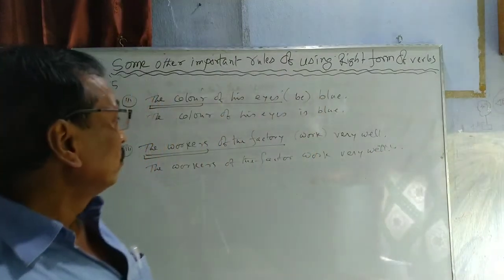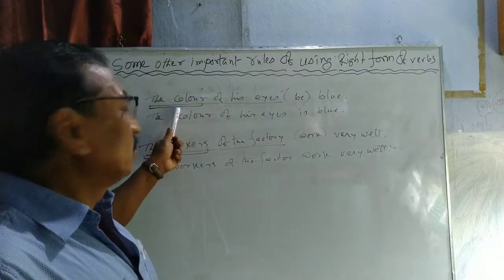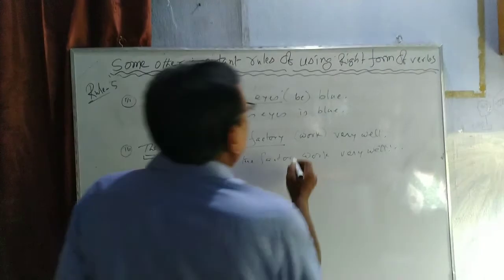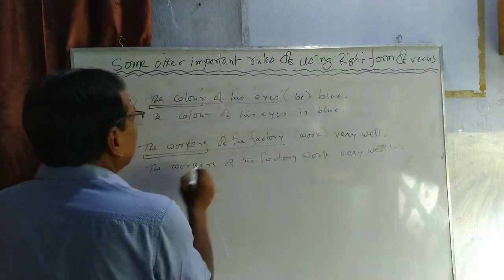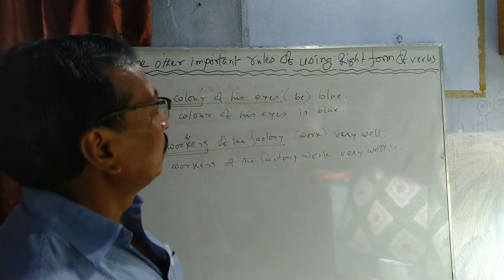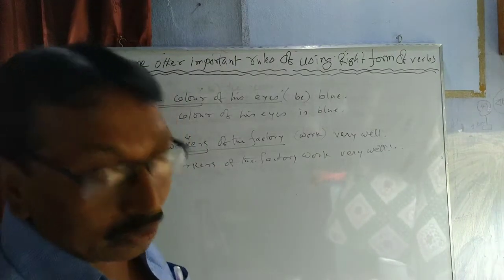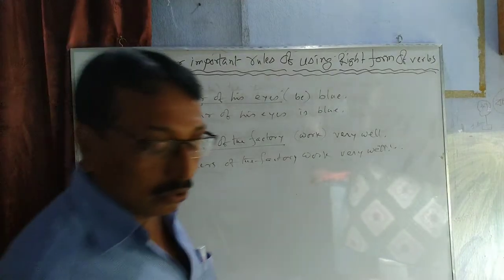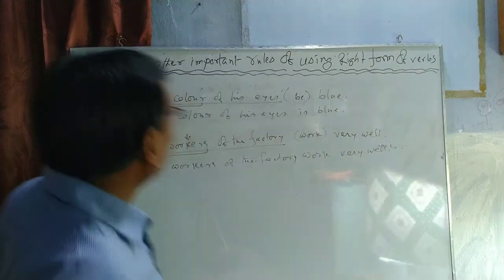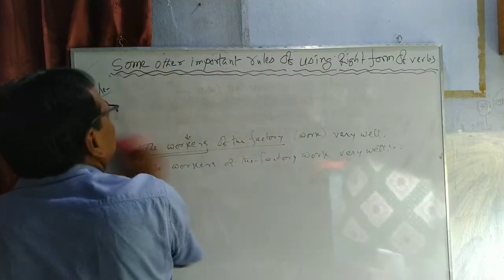Dear students, you notice please the color of his eyes. So the original subject is color. The workers of the factory, here the subject is workers. So as workers are plural number, we have used the present form of verb. So you may write down all these sentences with answers. Number 6.